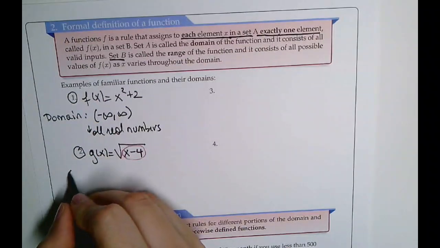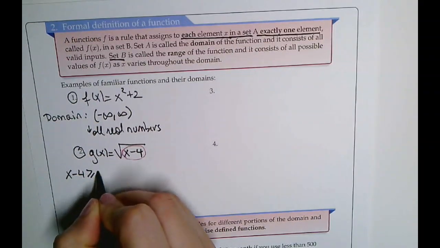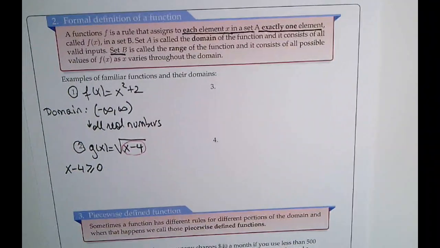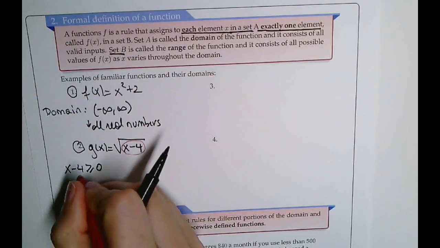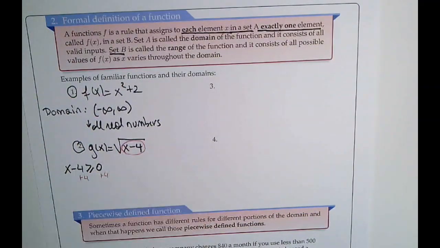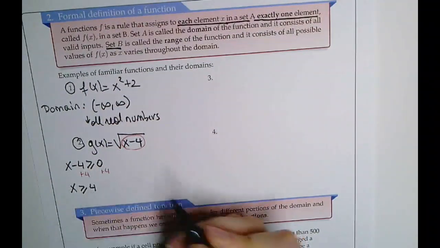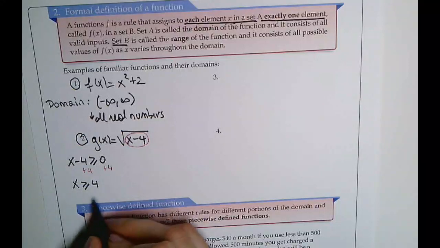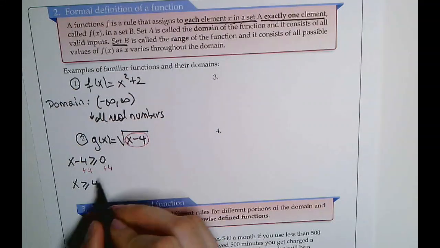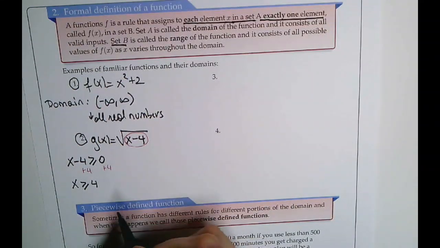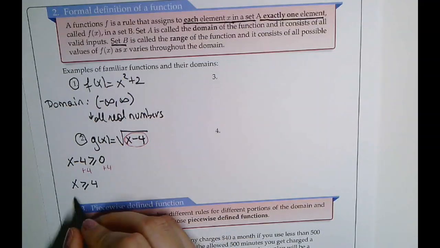So that means that x minus 4 has to be greater than or equal to 0. And then we add 4 to both sides, and we get that x is greater than or equal to 4. So this will be the domain in inequality notation, but we want the domain in interval notation. So how do I get that in interval notation?